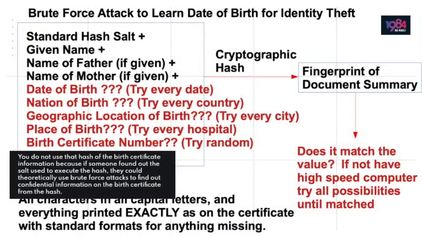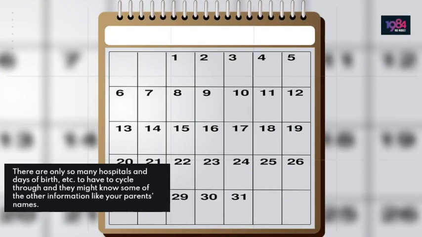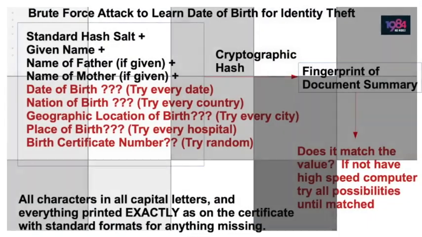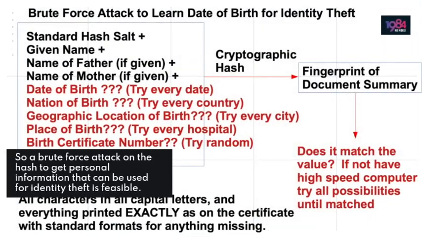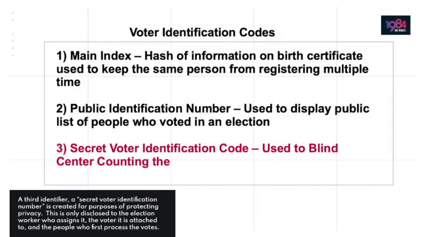You do not use that hash of the birth certificate information because if someone found out the salt used to execute the hash, they could theoretically use brute force attacks to find out confidential information on the birth certificate from the hash. There are only so many hospitals and days of birth, etc. to have to cycle through, and they might know some of the other information like your parents' names. So a brute force attack on the hash to get personal information that can be used for identity theft is feasible. A third identifier, a secret voter identification number, is created for purposes of protecting privacy.